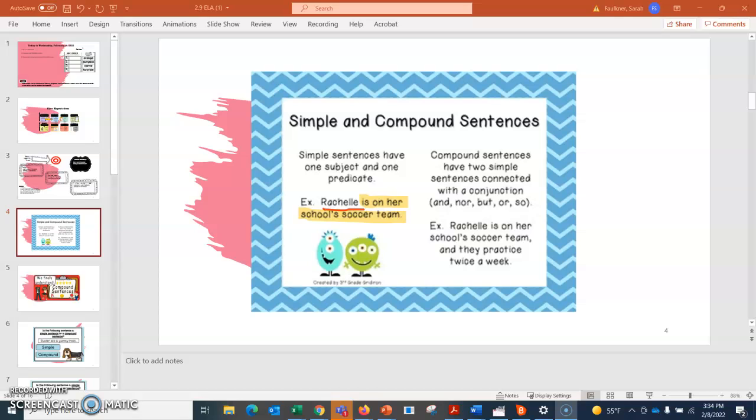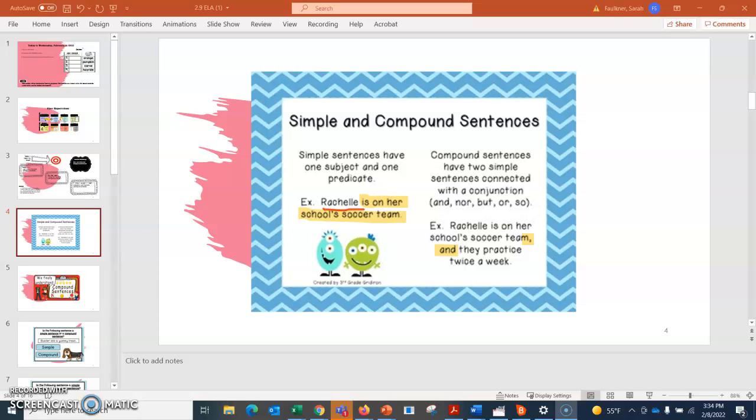So for our compound sentences, we need to have two simple sentences that are put together with a comma and a coordinating conjunction. And those conjunctions are words like and, nor, but, for, or, so. So when we see those and a comma, that's a big clue that we might have a compound sentence. So as I look through the sentence, I see the word and. I see a comma. That tells me there's a good chance that this is a compound sentence.